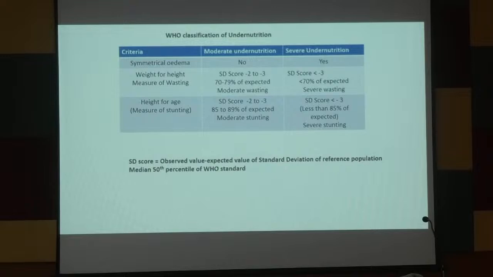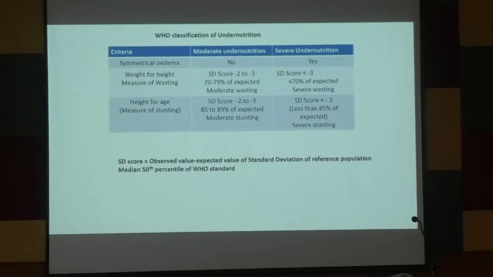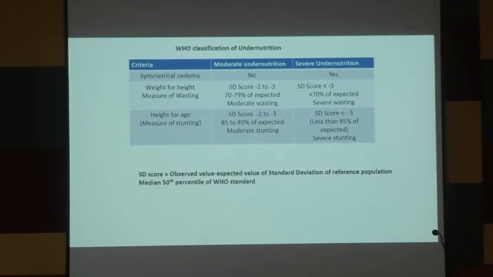This is again repetition of the above. We are classifying the undernutrition into two groups: moderate acute and severe acute malnutrition. Moderate means deviation of -2 to -3 in weight or height, and severe means deviation of more than -3. Minus means less.